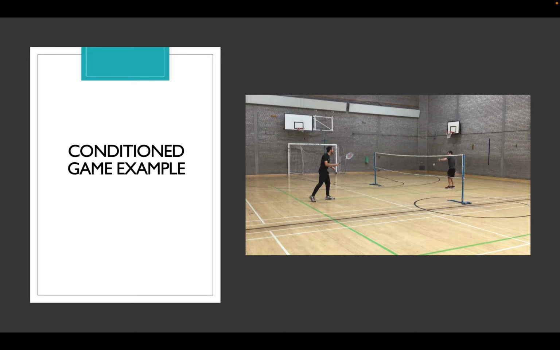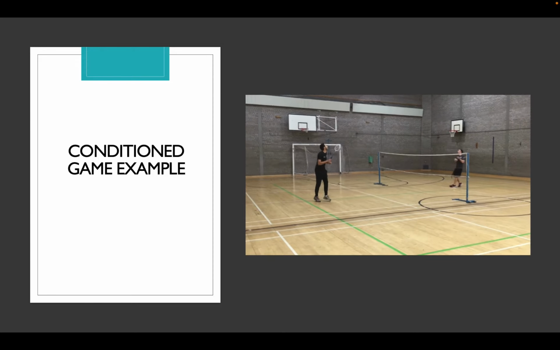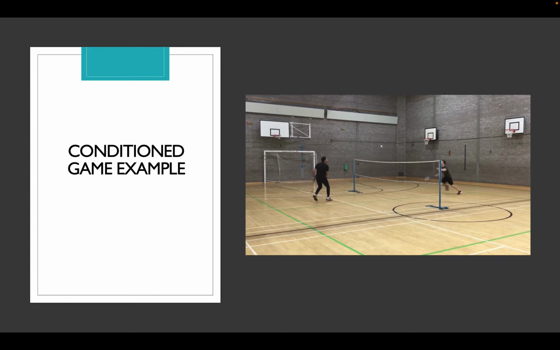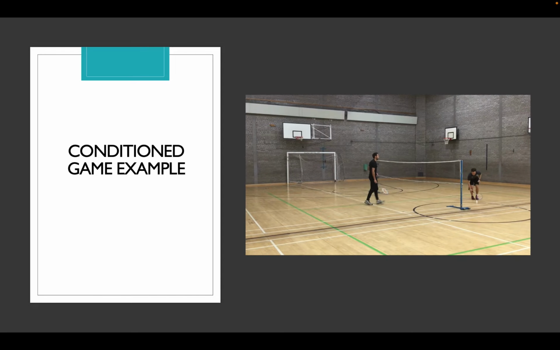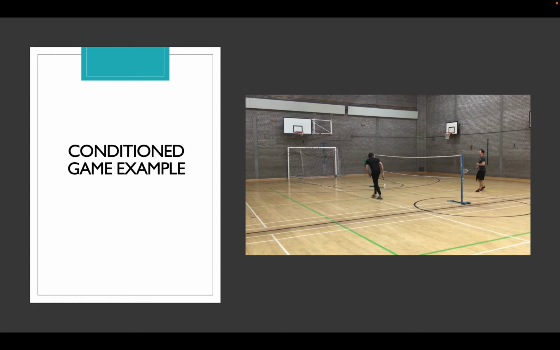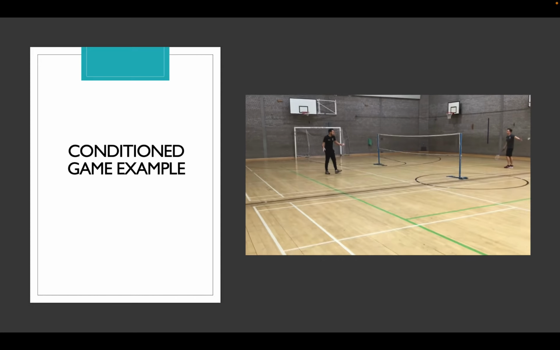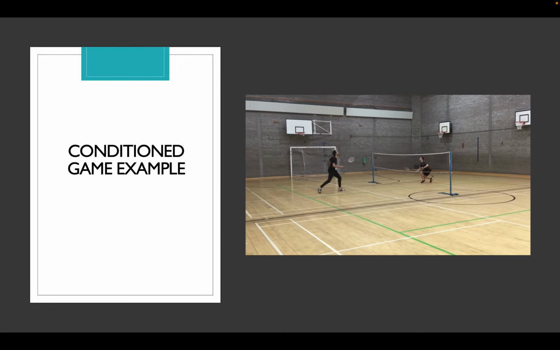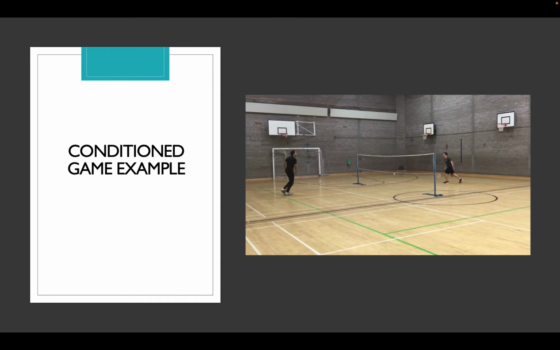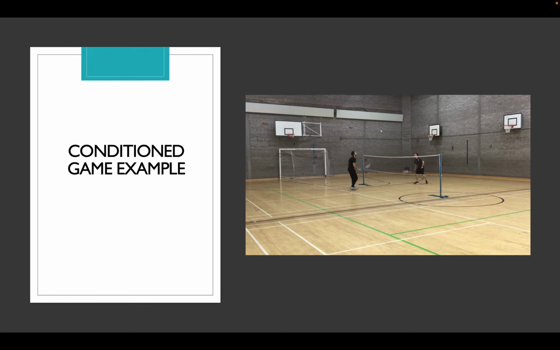The condition here is that if the shuttle lands between the service line and the net, so the front white line that you can see on screen just now, and the net, it's worth 3 points. So we're trying to develop our drop shot. So that would be worth 3 points. Again, that would be worth 3 points because it's landed at the front.